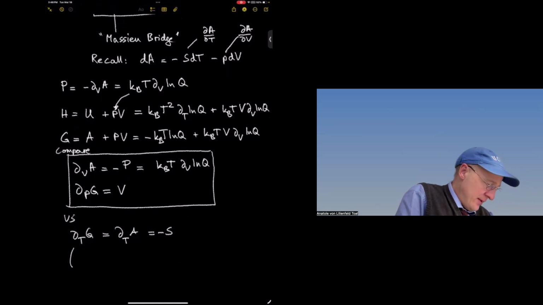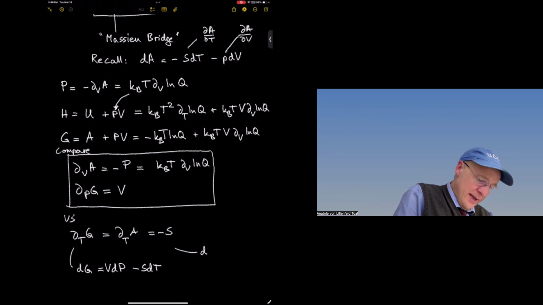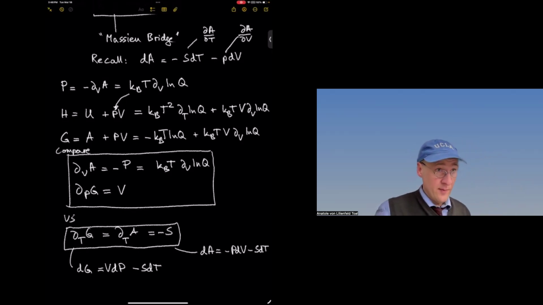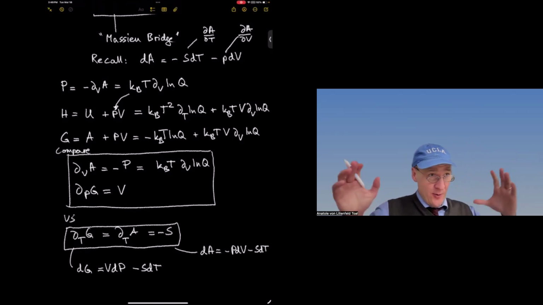So dG equals V dP minus S dT, and the A, as we already noted above, minus P dV minus S dT. Okay. So this is how we deal, right?